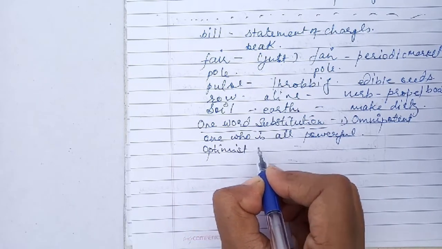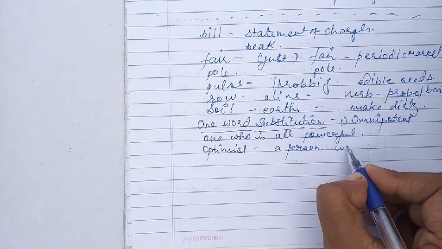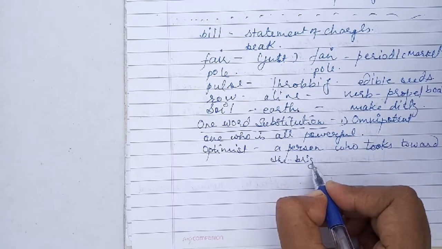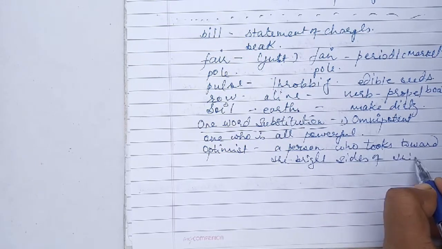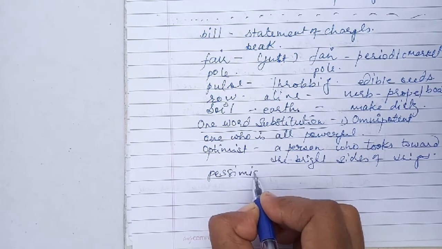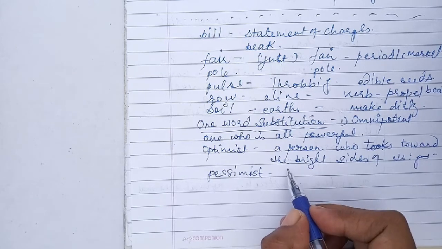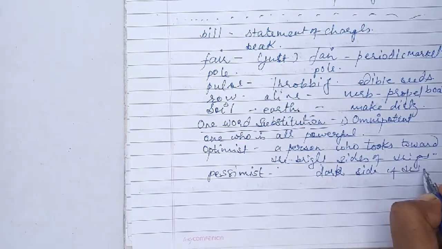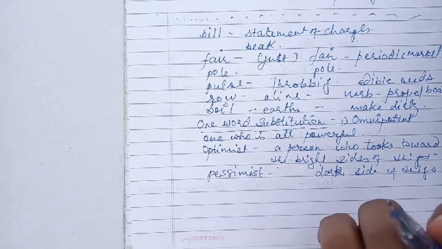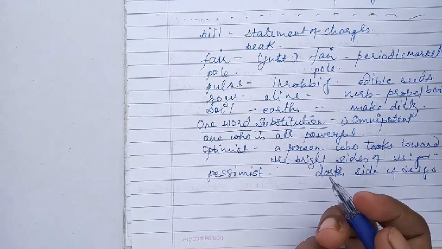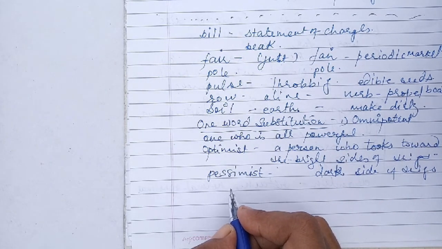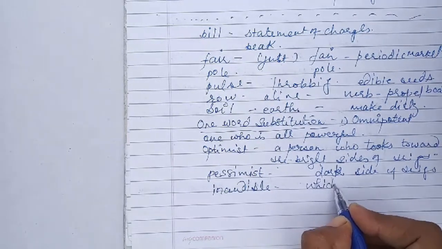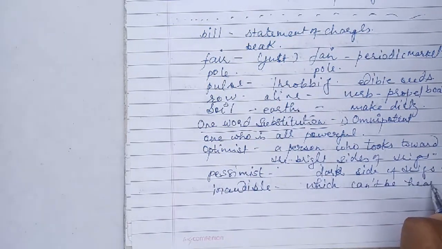Optimist, a person who looks towards the bright side of things. Pessimist, just opposite to this, a person who looks towards the dark side of things. Audible, that can be heard easily. Omniscient, who knows everything. Inaudible, which can't be heard easily.